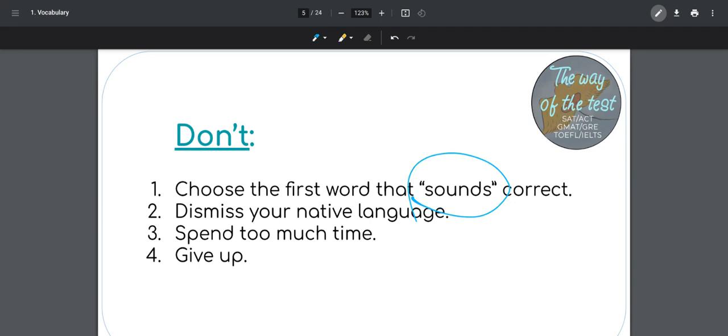Secondly, if English is not your native language, do not dismiss your native language, especially if you have a Romance language like Spanish, French, Italian.